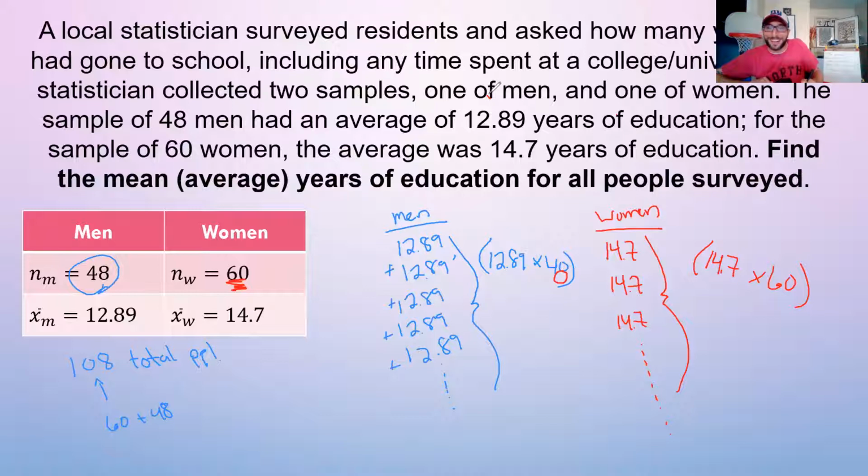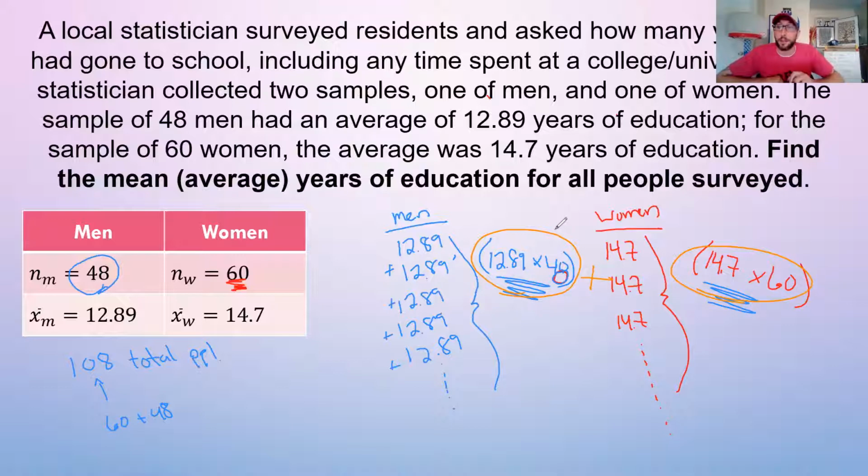So rather than adding 12.89 48 times and then adding 14.7 60 times, I could take this multiplication shortcut. Now to add all 108 numbers, I could take whatever this comes out to be plus whatever this comes out to be. And then we would divide by the total number of data values. You don't have to think about all this craziness that I'm doing. I'm just trying to explain where this comes from.